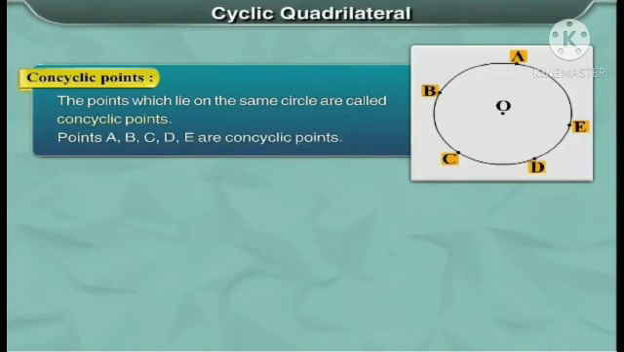Now let's see concyclic points. The points which lie on the same circle are called concyclic points. Here in this diagram, points A, B, C, D, E are concyclic points.